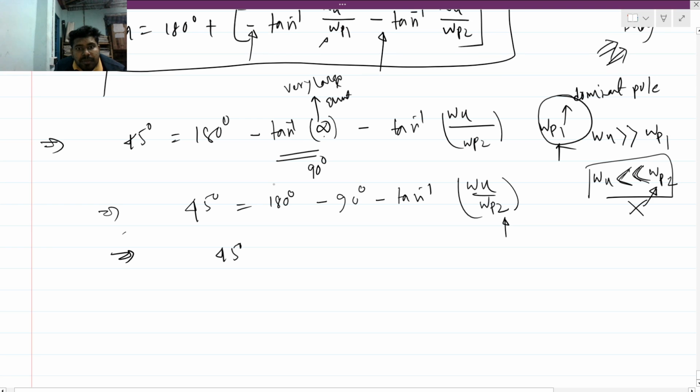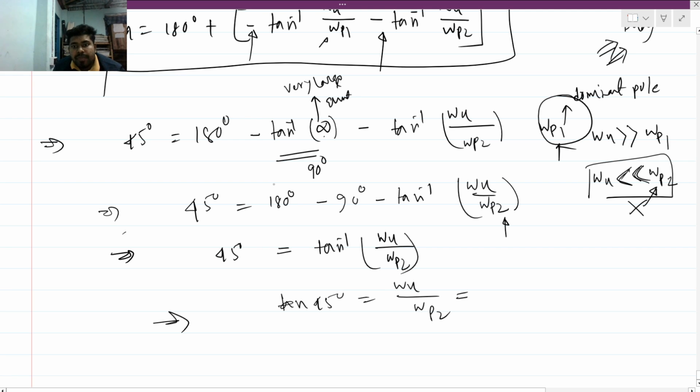So this equals tan inverse of omega u by omega p2. Directly, tan of 45 degrees is 1, so this will be 1. We can see that omega p2 is omega u. So this is our actual solution.